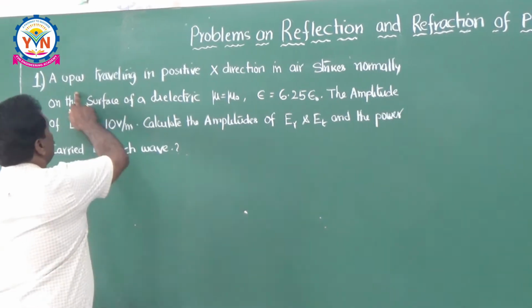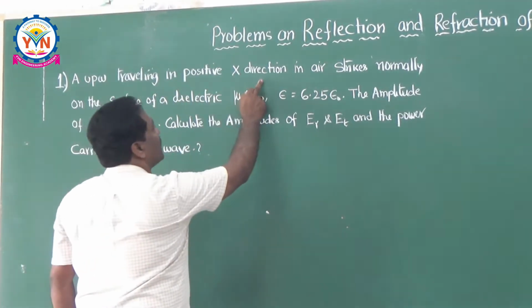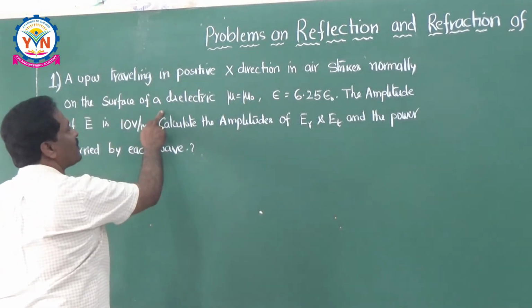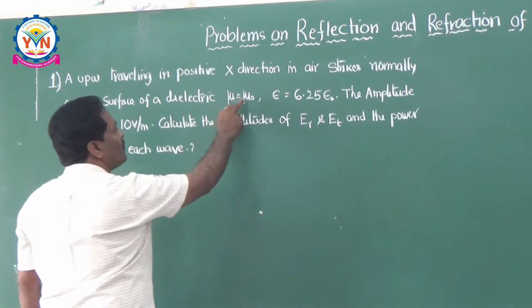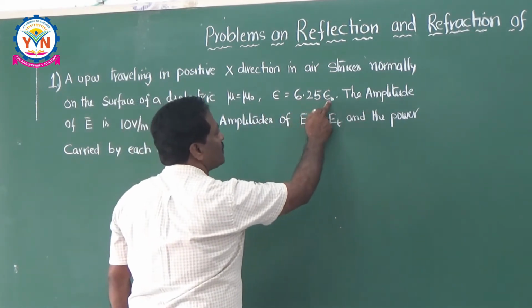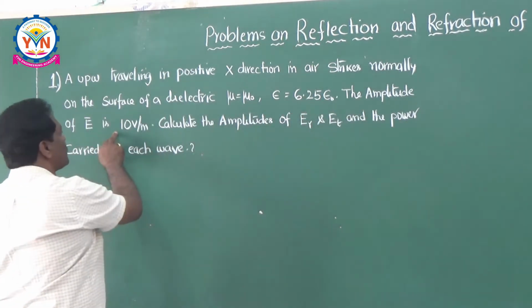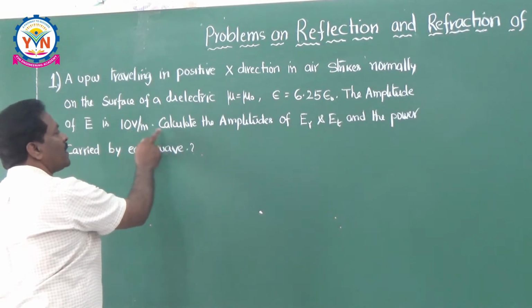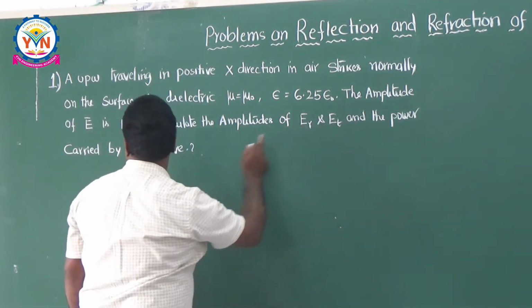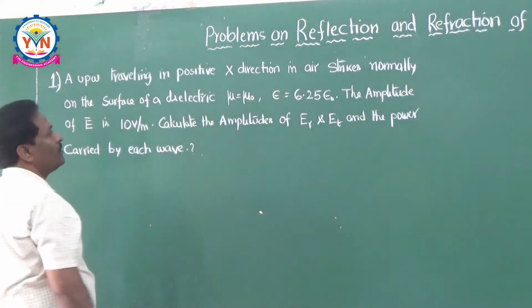A UPW traveling in positive x direction in air strikes normally on the surface of a dielectric, mu equal to mu naught, epsilon equal to 6.25 times epsilon naught. The amplitude of E is 10 volts per meter. Calculate the amplitudes of ER and ET and the power carried by each wave.